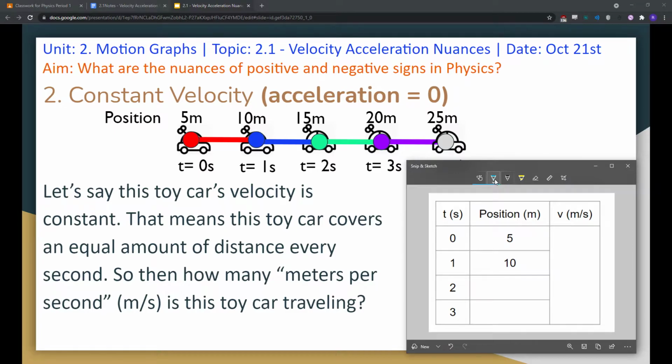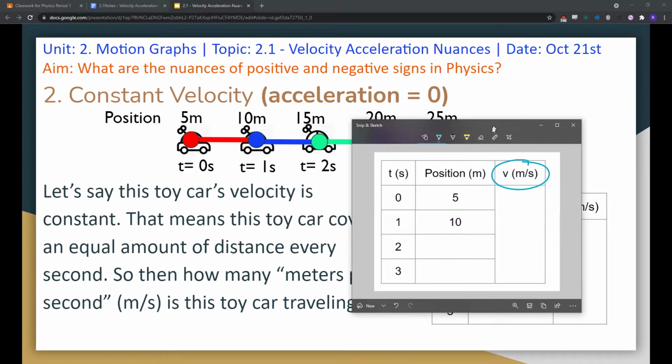So now, what does my velocity mean? Velocity is meters per second. That's how we measure velocity. But what does that mean? Well, look at the unit. My velocity is meters per second. So every second I'm traveling a certain amount of meters.